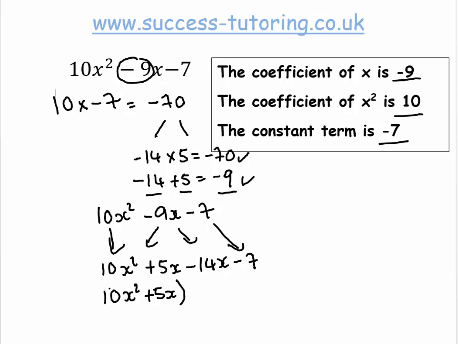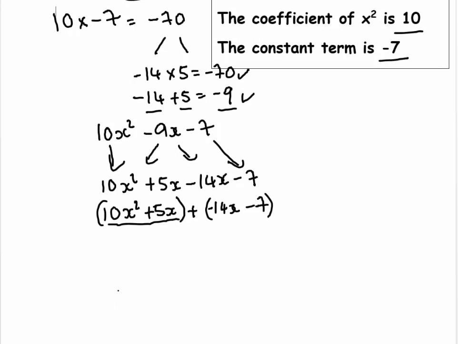This first one here, I'm going to put a plus sign here. I'm going to put minus 14x minus 7. The highest common factor, starting with this bracket first, the highest common factor of 5 and 10 is 5. We've also got an x on both sides as well. So we're going to take 5x outside of the bracket, leaving us with 2x plus 1.